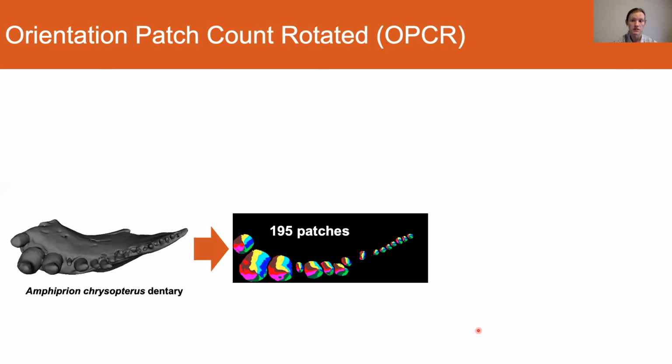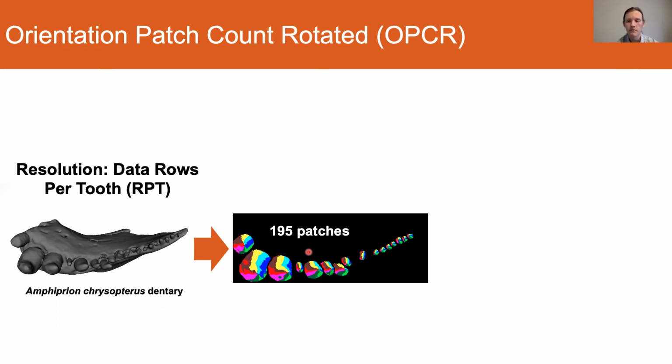Applying OPCR to damselfish jaws, here we have a lower jaw of the damselfish viewed from the occlusal perspective. The OPCR output here shows us that the tooth row has 195 patches total. Patches are in part determined by resolution value, known as data rows per tooth, or RPT, in which a tooth is composed of a set number of data rows. In this example, the resolution is 40 RPT.